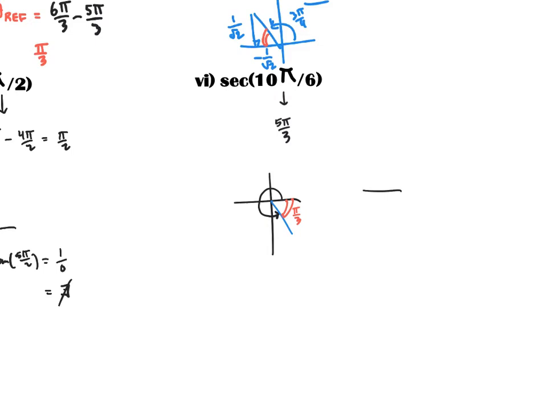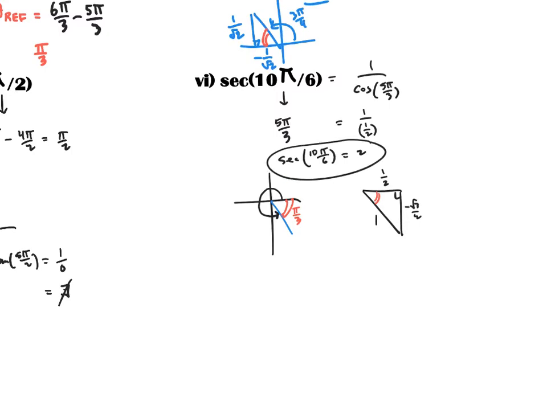So as I sketch my triangle, I've got an angle of pi over 3. I've got a hypotenuse of 1. That's going to make this side length 1/2, and a -√3/2. So the secant is equal to 1 over the cosine of what I'll call a reduced version, 5 pi over 3. Cosine in this case is 1/2, so this will be equal to 1 over 1/2, which is equivalent to 2. So the secant of 10 pi over 6 is equal to 2.